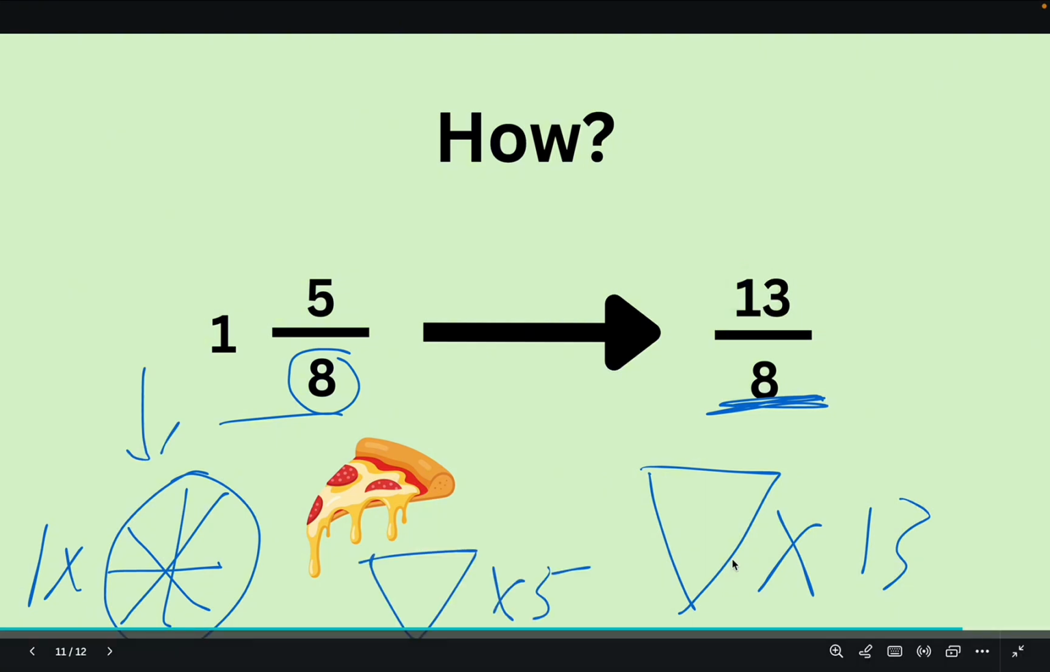Okay, now that I'm done explaining the logic behind how most of this works, it's time to explain the process as to how an improper fraction can turn into a mixed fraction. Now, just to put it in plain terms, the way in which you can change this improper fraction into this mixed fraction is by dividing the numerator by the denominator, in this case, dividing 13 by 8.